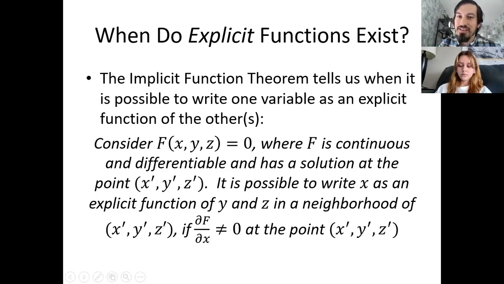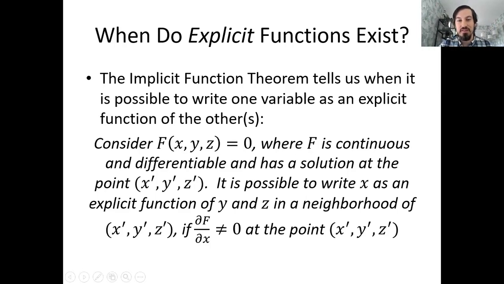Now let me just describe the implicit function theorem with these 3 variables. Let's say F of x, y, and z equals 0. That's what we would call an implicit function. X, y, and z are implicit functions of each other. Now let's restrict F to be continuous and differentiable. Can't have any jumps or kink points where it's not differentiable.